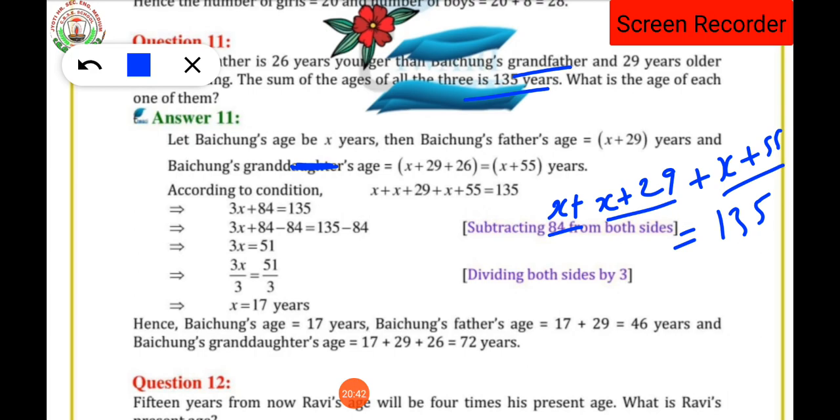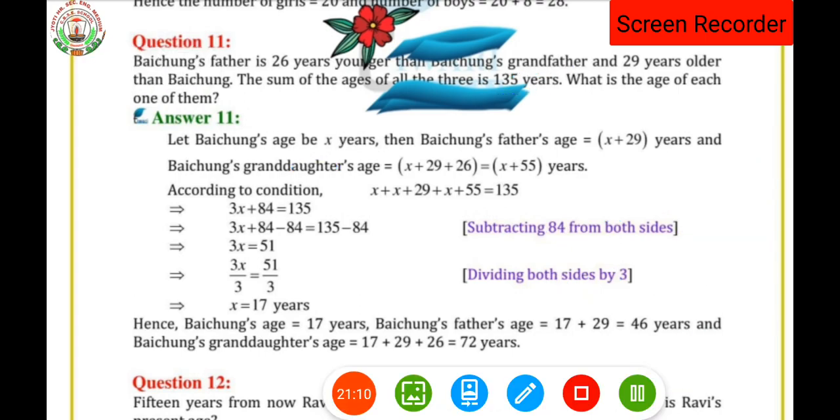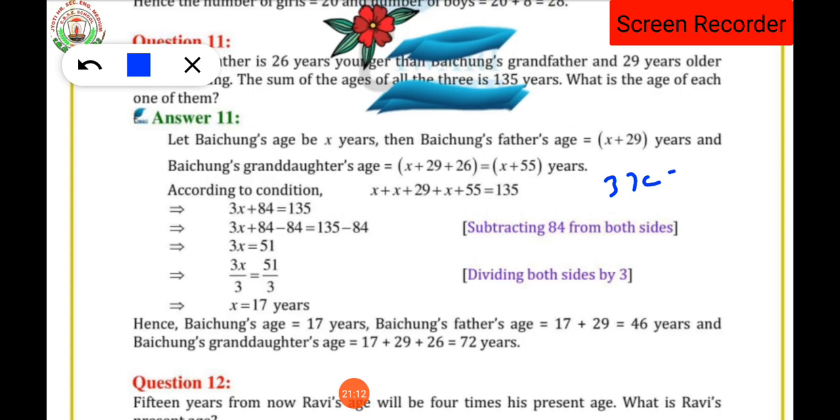So we have to solve this. Here x is Baichung's age, x plus 29 is the age of Baichung's father, and x plus 55 is the age of his grandfather. Now add: x plus x plus x becomes 3x, then 29 plus 55 becomes 84, is equal to 135. When you subtract 84 from 135, you get 51. Then 51 will be divided by 3. So x is equal to 51 divided by 3, so x is equal to 17 years.